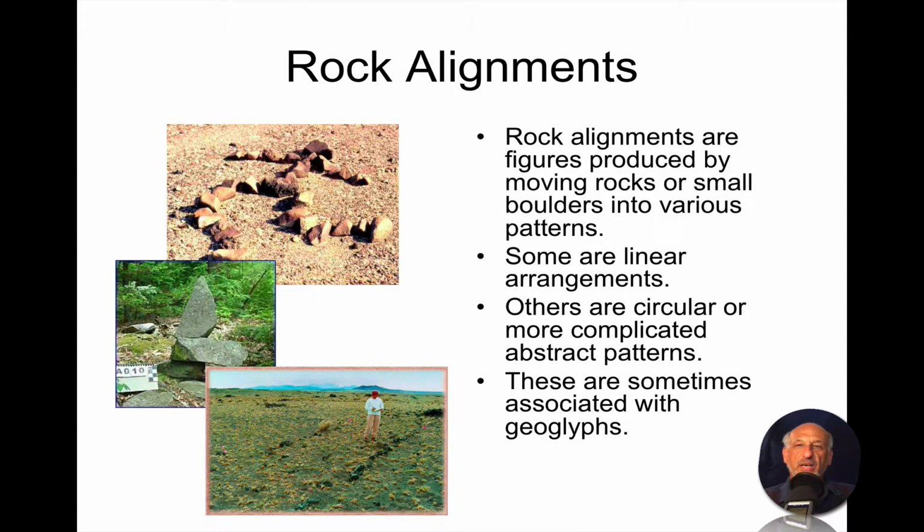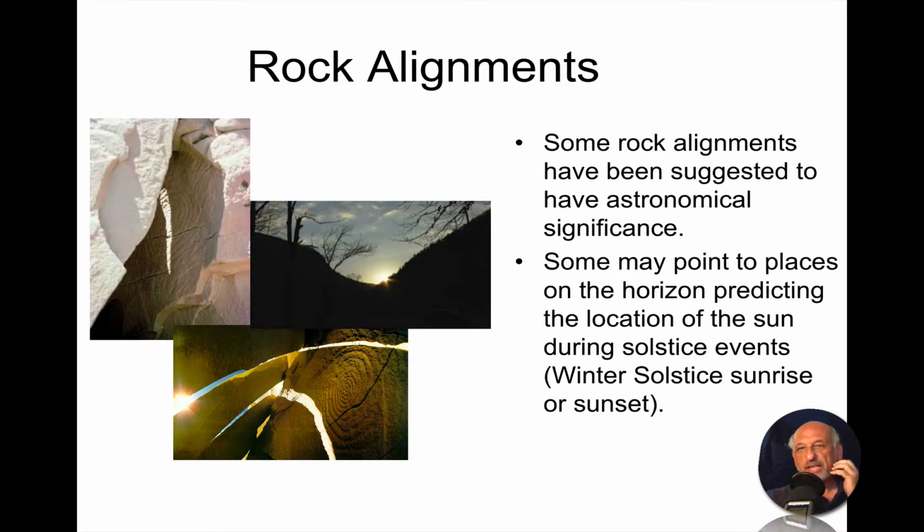Rock alignments are something that's produced by moving the rocks, usually on desert pavements. They're linear arrangements, sometimes more complicated circular or more complicated abstract patterns, and they're sometimes associated with more complicated and complex geoglyphs. These rock alignments sometimes have been suggested to have astronomical significance. Some may point to places on the horizon that predict the location of the sun during solstice events, such as winter solstice, sunrise, or sunset.